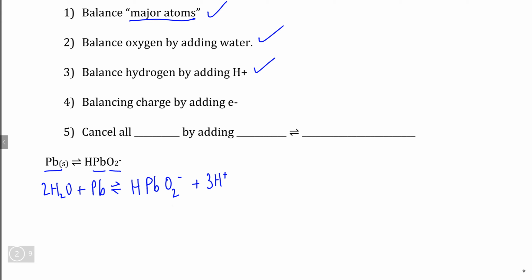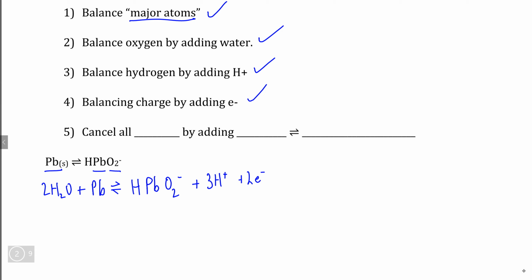So we see that our reactants have a total charge of 0 because neither lead metal nor water has any charge. We have 3 H+ ions, but our polyatomic ion has a charge of -1, so -1 plus 3 is still +2. So to get this equal to a charge of 0, we need to add 2 electrons to our products, and now the charge is balanced as well.